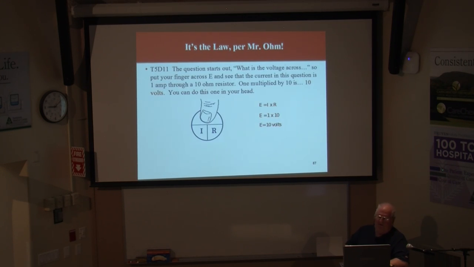All right. The question starts out: what is the voltage across? So put your finger over the E, and see what the current is in the question, 1 amp through the 10 ohm resistor. Multiply. One multiplied by 10 is 10. You can do this in your head, normally. As you can see, I didn't. But that's why I say these charts they show you, the I over the E over the IR and the P over the other two that I forgot already. If you can get them and look them over, it's to your benefit.